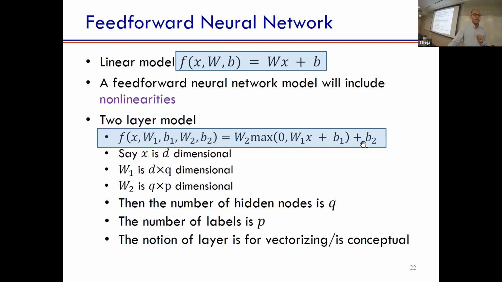Now how is the function itself defined? If you ignore everything else, it's saying take x, multiply with W1, add B1. I'll get a bunch of numbers. Then I'll take a max of 0 and those numbers. So think of, let's say, W1 as being d cross q dimensional.